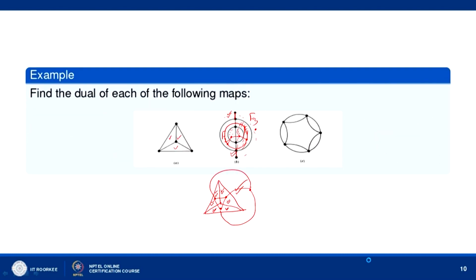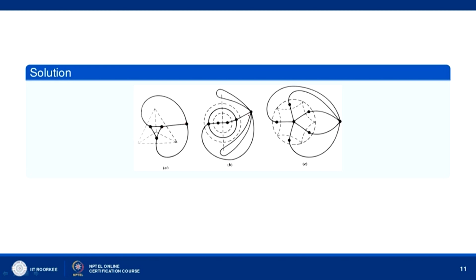So, we can draw a loop here like this, intersecting this edge exactly once, and then we can draw another loop like this. So, this loop also crosses this edge exactly once. Now, this is what we have, this graph. You can see here this loop crosses this edge exactly once, and this loop crosses this edge exactly once.